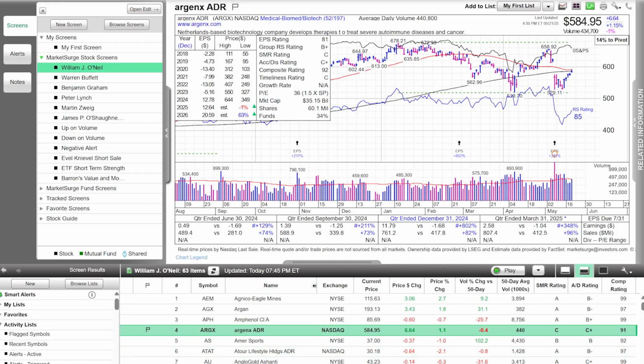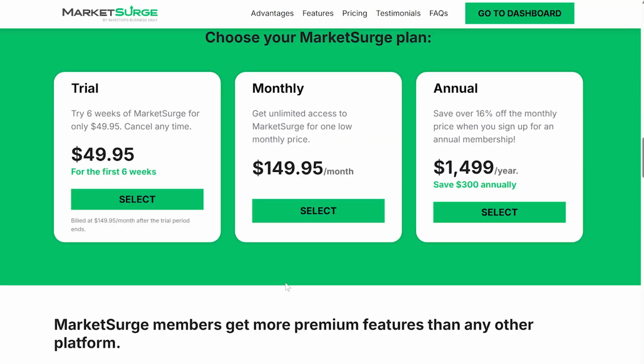Okay, so how much does MarketSurge cost? Well, as you might expect, this is not a cheap service. You can try it out for 6 weeks for $49.95. But after that, it's going to cost $149.95 per month or $14.99 per year. So this is a pretty pricey service, especially compared to standalone charting tools, again, like TradingView or TrendSpider, which does come with some analysis of its own.